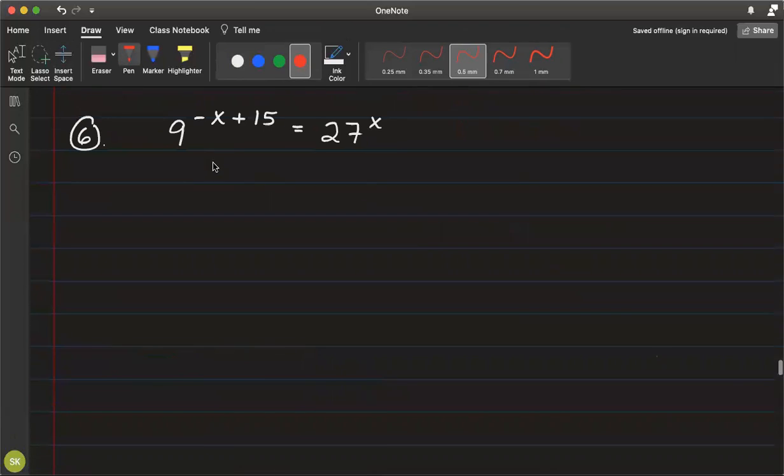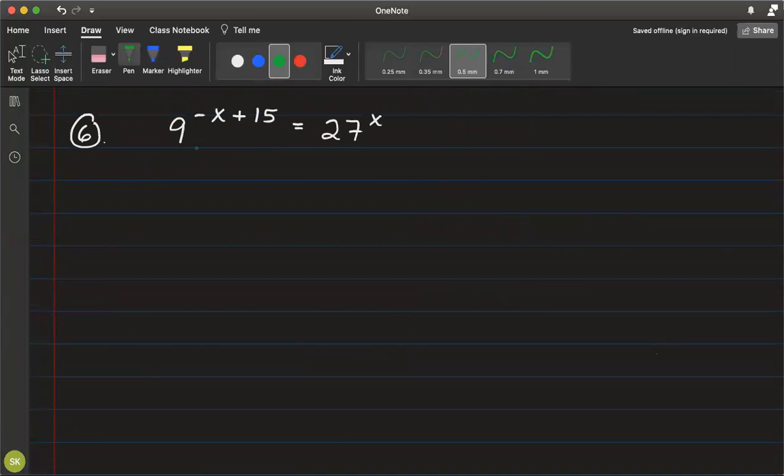Let's try this problem. 9 to the negative x plus 15 is equal to 27 to the x. Okay, remember we tried to get the same base as the first step. Now, it's hard to write 9 in terms of 27. Can we write 27 in terms of 9?